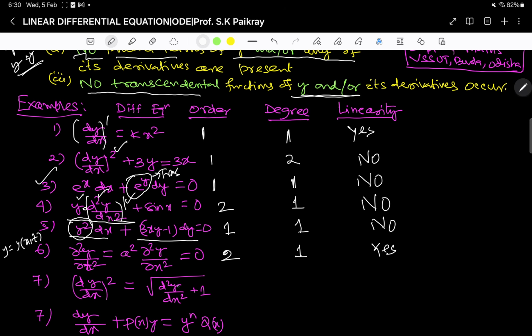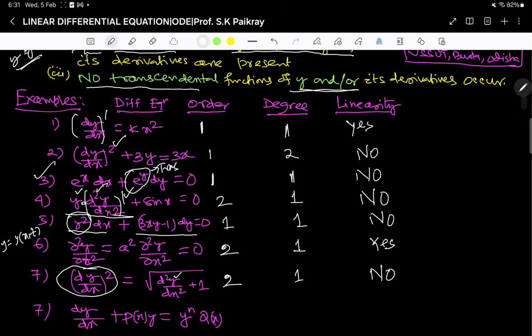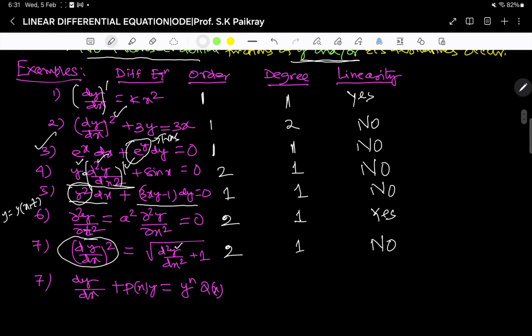The second order derivative is present, so the order is 2 here. Before finding the degree, we should make it a square, and prior to that, because dy by dx square is present, we need to remove the root over. Because of this, the degree is 1 here, because the power of d square y by dx square is 1, but it is not linear.